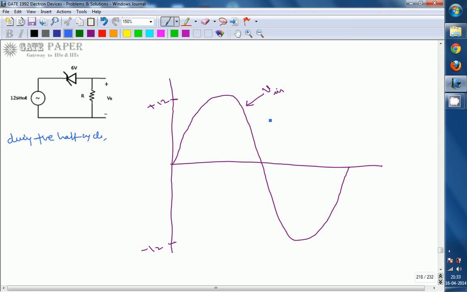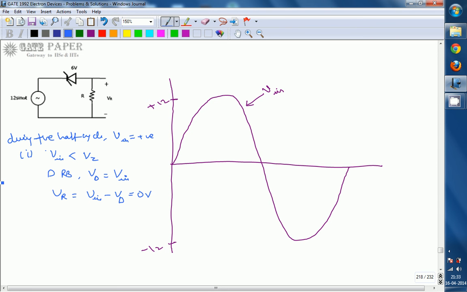During the positive half cycle, V input is going to be positive. Whenever V input is positive, the diode becomes reverse biased, and there are two possibilities. One is that the input voltage may be lesser than Vz. Then the diode is under reverse bias, so the voltage across the diode is equal to V input, and the voltage across the resistor is V input minus Vd. Both are the same, so it is 0 volts.